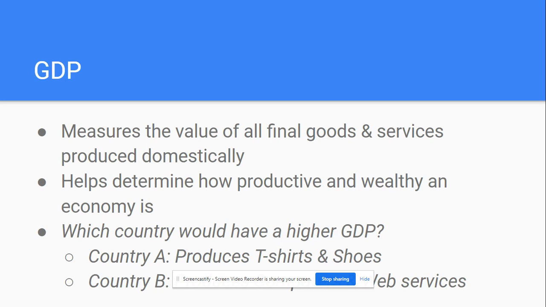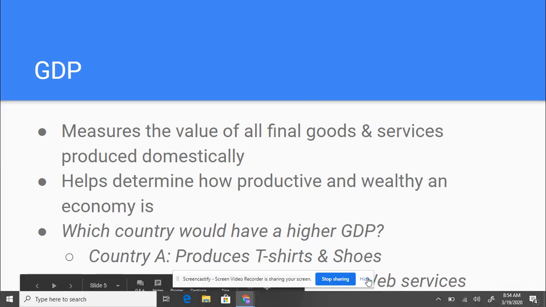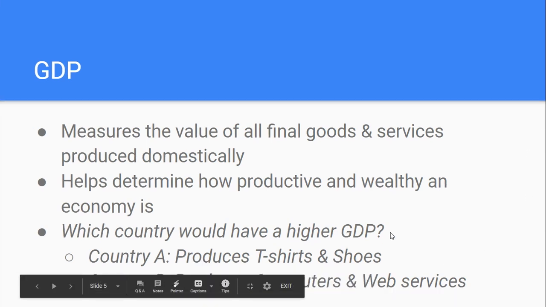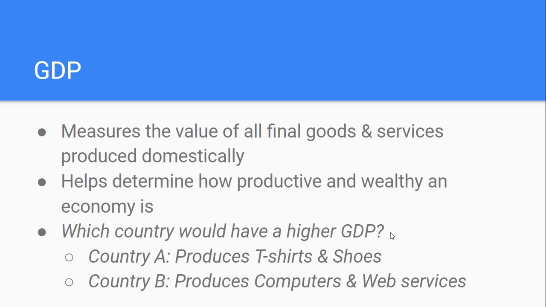What we're going to look at right now is one of the ways in which they measure all final goods and services. So if you look at the bottom here, if you're comparing two countries, country A makes only two things. They make only t-shirts and shoes. Country B makes computers and web services. Which country would have a higher GDP? The answer is country B, because it takes more skills and talents to provide web services and to produce computers.